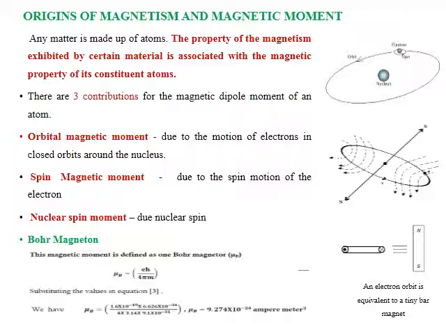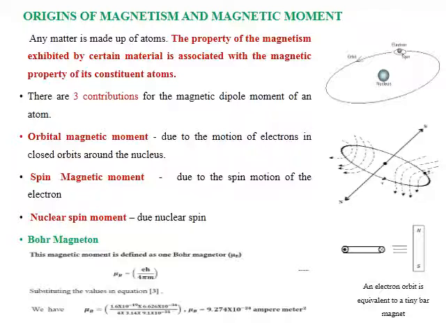Theoretically, if you look microscopically, there are three main contributions to the magnetic property of the material by means of magnetic dipole moment. The magnetic dipole moment of an atom is contributed by three distinct phenomena: orbital motion of electrons, next spin motion of electrons, and then nuclear spin of that particular atom.